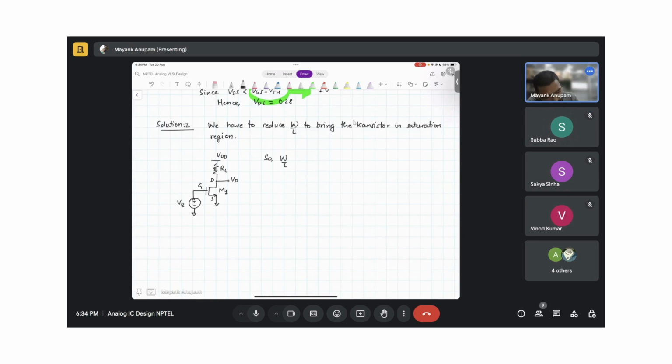So decrease W by L such that the transistor remains at the edge of saturation and linear region.